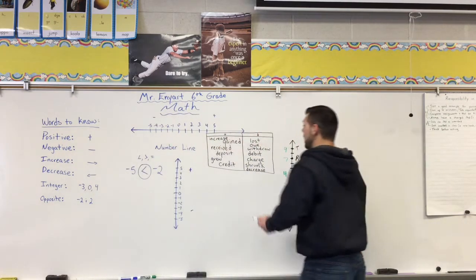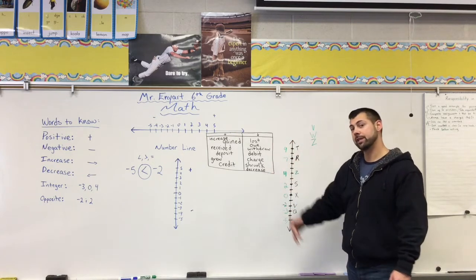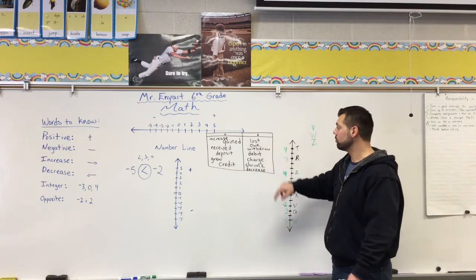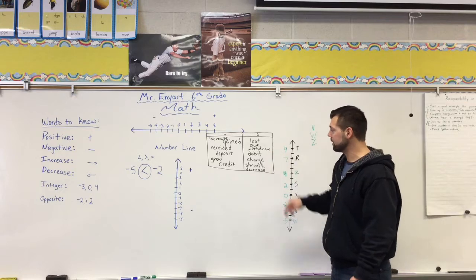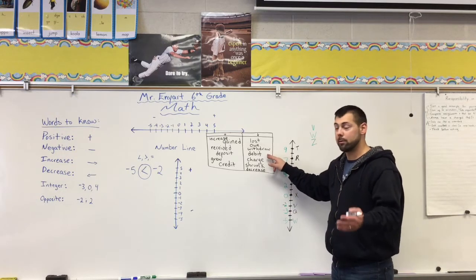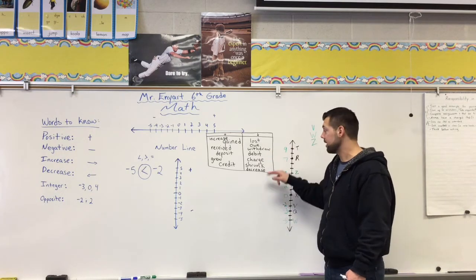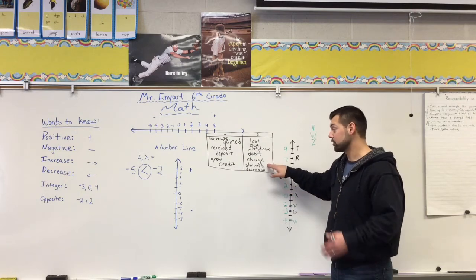Now, on the other side, things like this would make our numbers go down. We lost money, we owed money, we withdrew money, we debited money from our account. The banker would have had to do that. We were charged a fee, something shrunk.